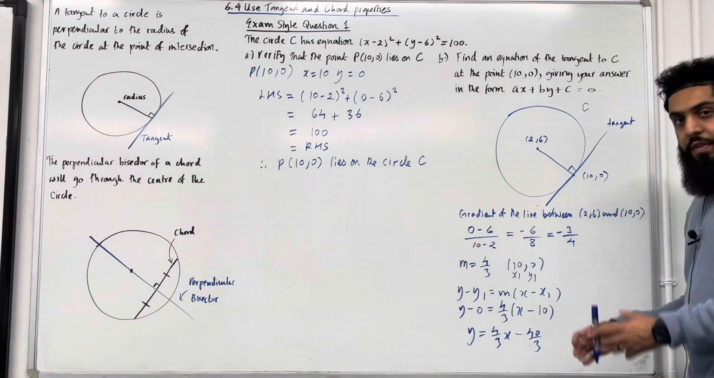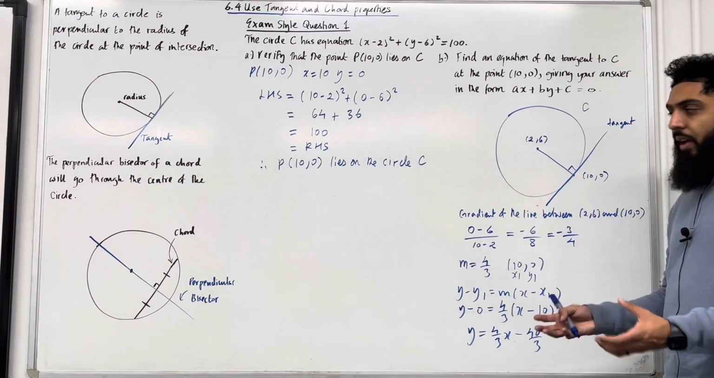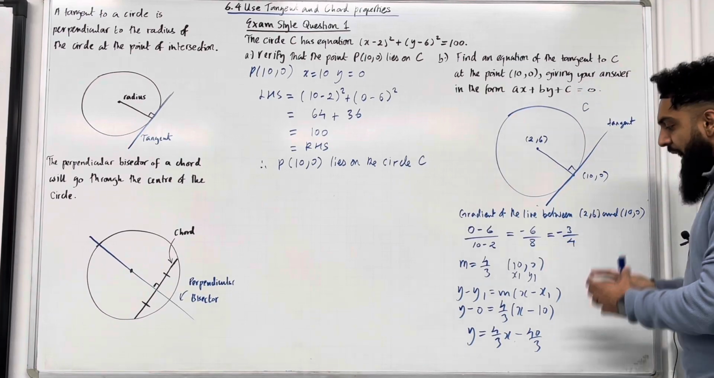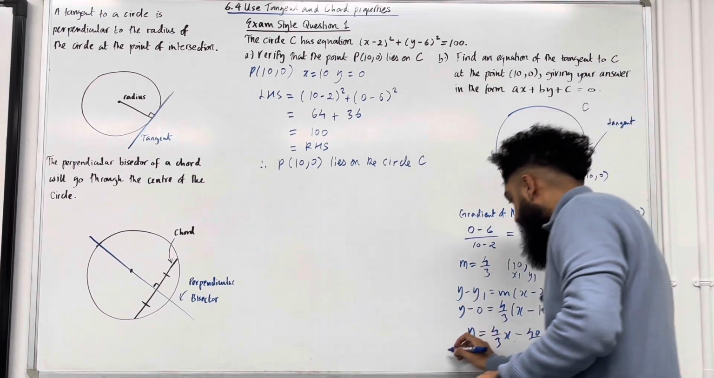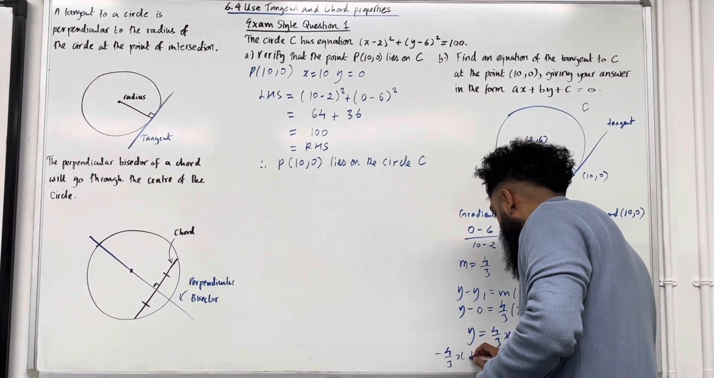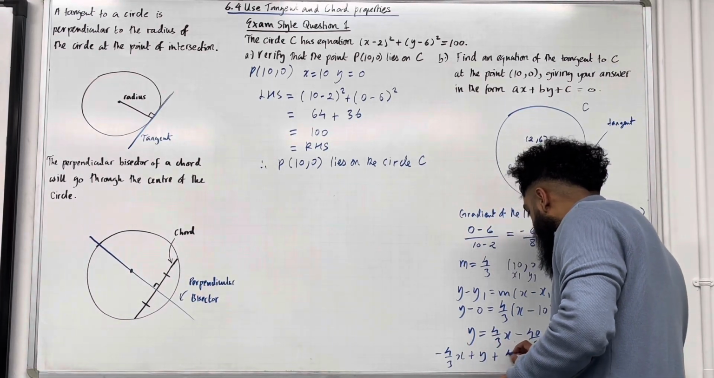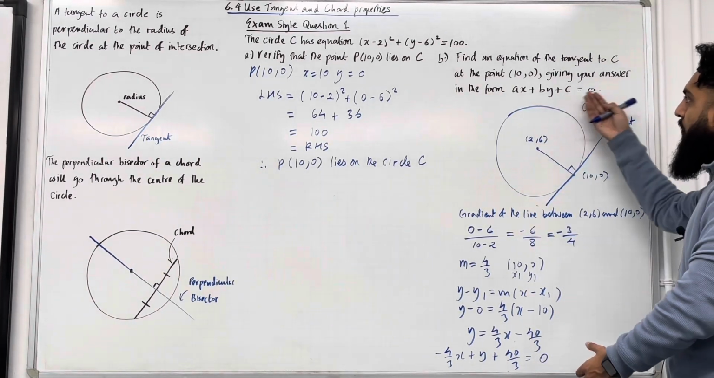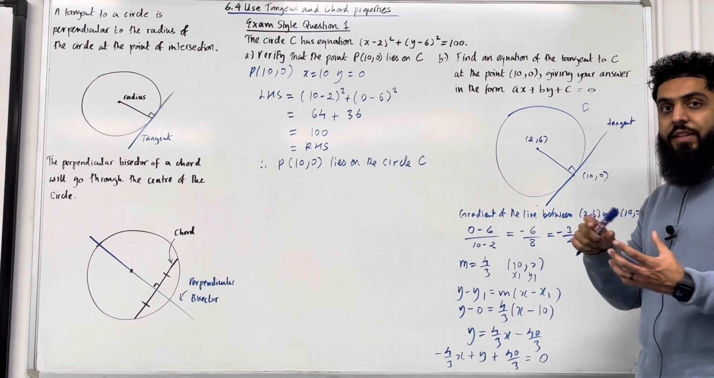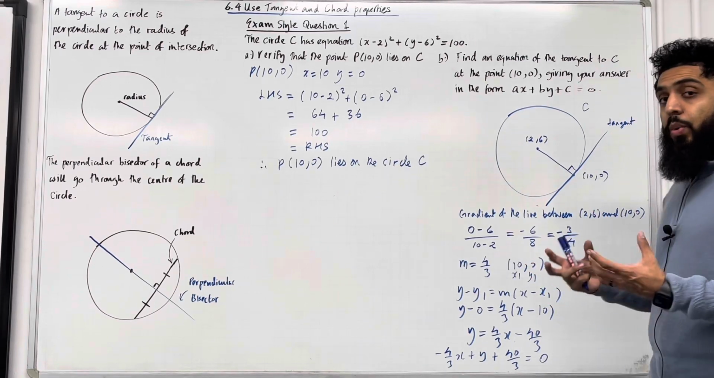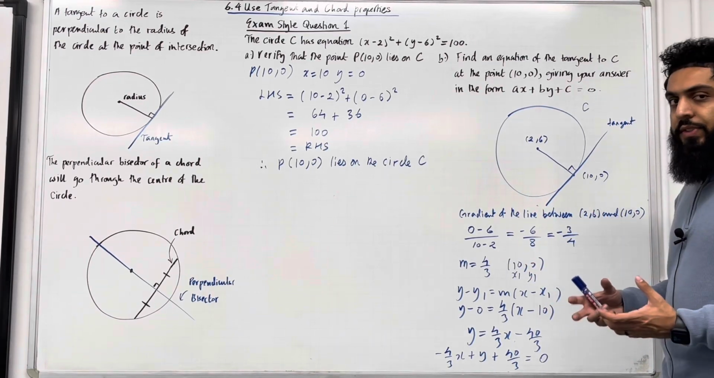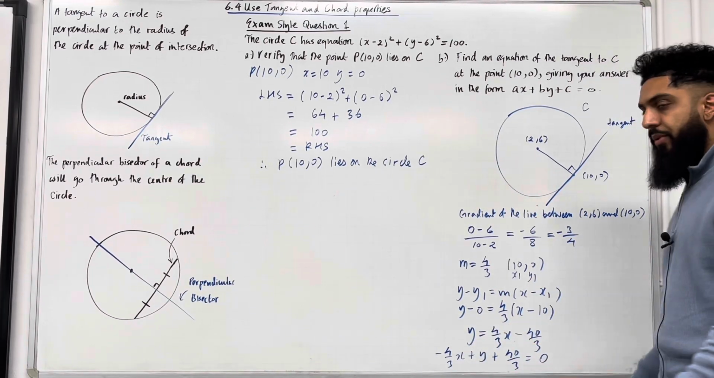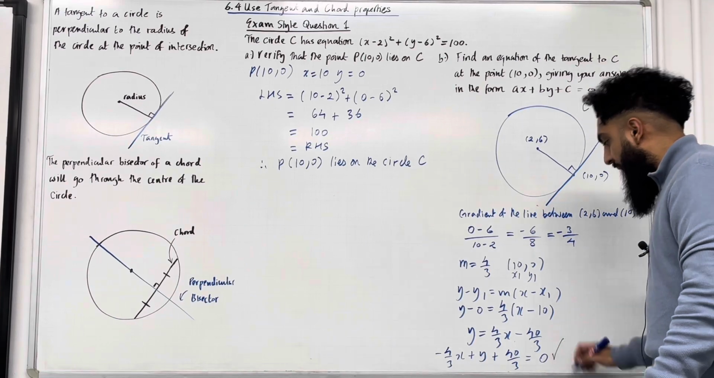This is the form y equal mx plus c. In the question, I need the form ax plus by plus c equal to 0. So now I take everything to the left-hand side. This gives me minus 4 over 3 x plus y plus 40 over 3 equal to 0. That is the form ax plus by plus c equal to 0, where a, b, and c are constants. It doesn't say in the question that a, b, and c are integers, so we can leave it in this particular form. We don't have to multiply the whole equation by 3. So that there is my answer.